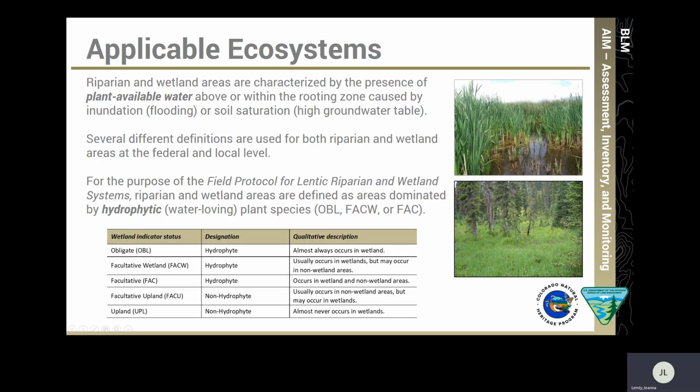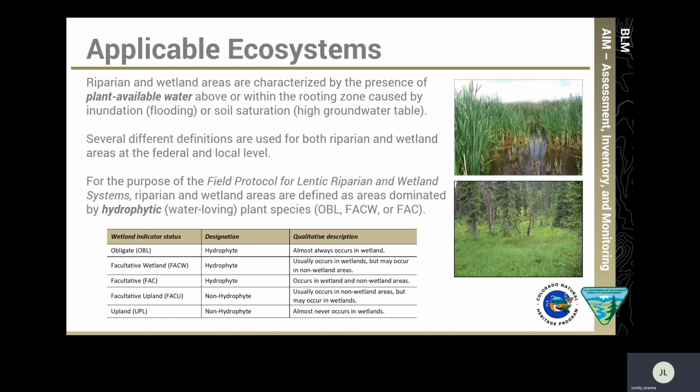Riparian and wetland areas are characterized by the presence of plant available water above or within the rooting zone caused by inundation, which is flooding by surface water, or soil saturation caused by a high groundwater table. Several different definitions are used for both riparian and wetland areas at the federal and local levels. As I mentioned, we will explore those definitions in a separate video presentation.